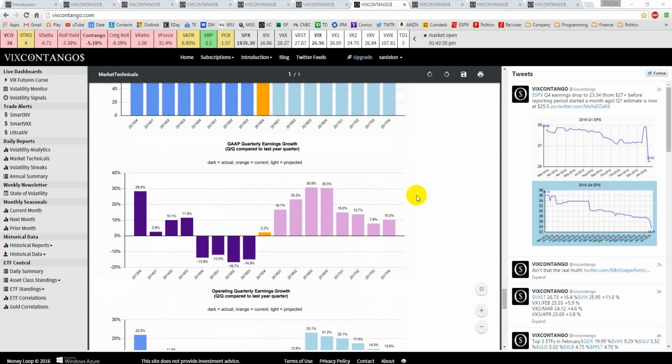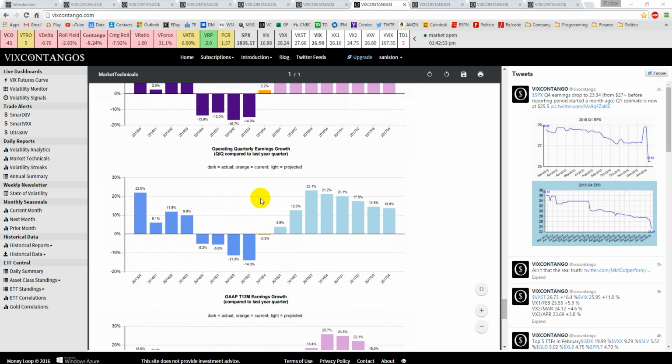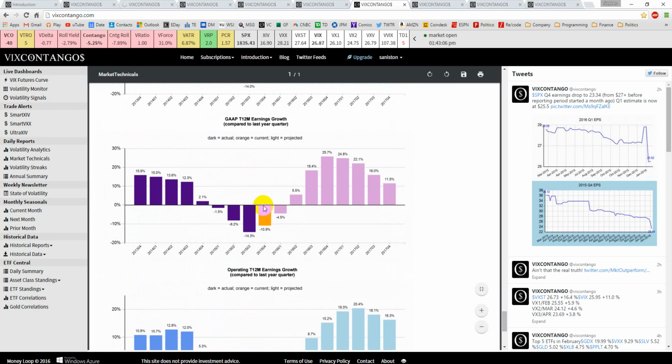And finally, we have growth rates. This is earnings growth on a quarterly basis compared to the last year quarter. So in this case, earnings in the fourth quarter of 2015 have grown 2.2% over the fourth quarter of 2014. And then we have adjusted operating earnings, quarterly earnings growth. So in this case, adjusted earnings are down slightly, minus 0.3%. We also do growth comparison based on trailing 12-month estimates.